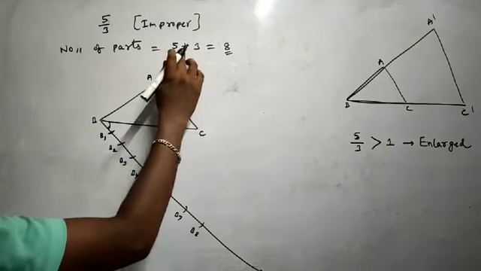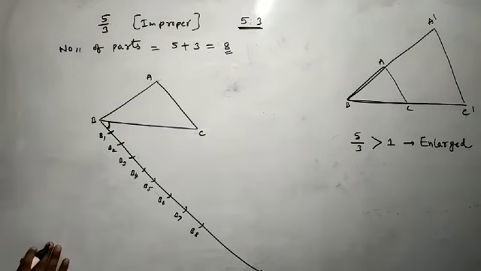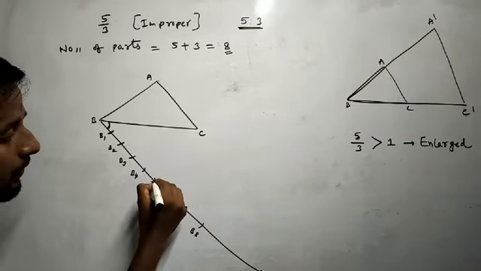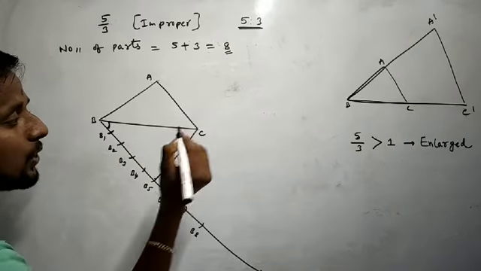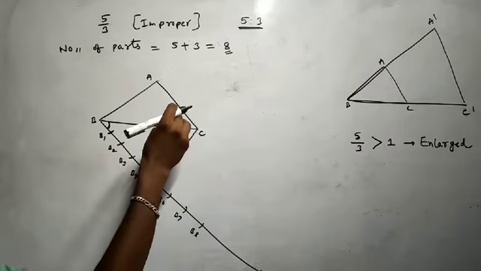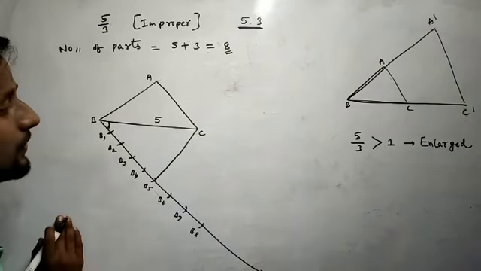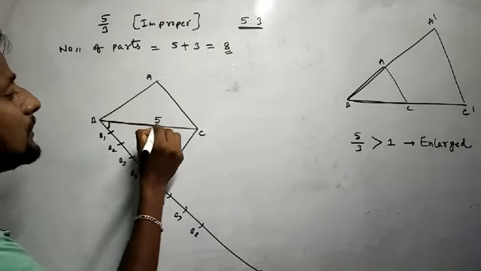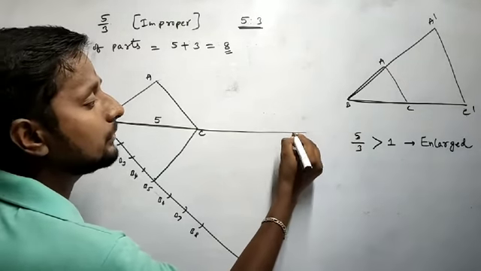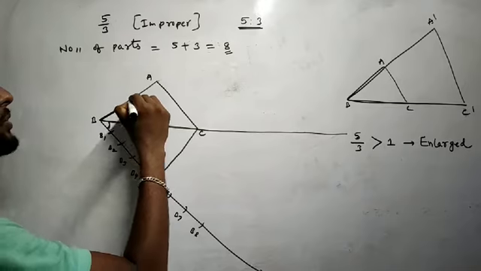So our ratio is 5:3. Now join B5 and C with the help of a scale. Up to here we got 5, and we need 3 also. So what should we do? BC has to be extended. With the help of a scale, extend it up to a certain length, and extend BA also.